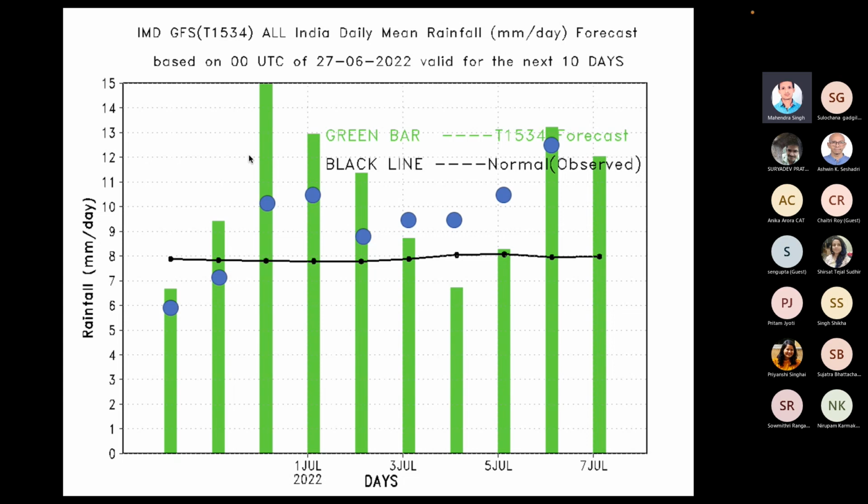Remember, Central India did not get much rainfall in June, so it is making up, and this is good news, because today it was 13 millimeters per day, which is 5 millimeters per day above the climatology.